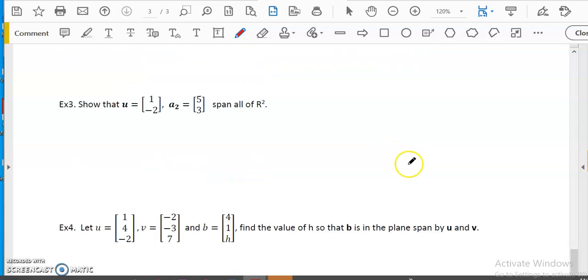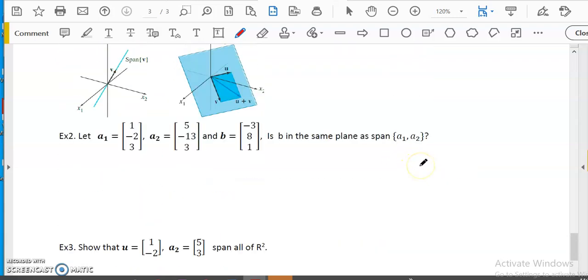So the next thing I want to talk about is some questions, actually solving how to combine two vectors to find the resulting vector. So for example, A1, A2, and B is this. To determine if B is in the span of A1, A2 is the same as asking can B be written as a linear combination, right?